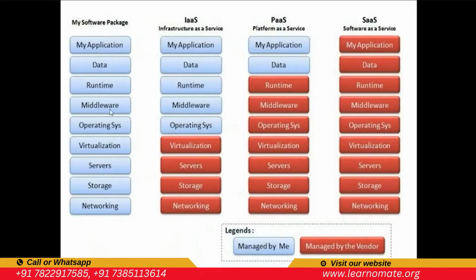Here you can see these layers: networking, storage, servers, virtualization, operating system, middleware, runtime, data, and my application. My software package contains all these layers. From networking till virtualization, we can give to the vendor. In the case of infrastructure as a service, only the infrastructure we are giving to the vendor, while we take care of the other layers. Whereas platform as a service means we take care of only the data and application, and we give the remaining layers to the vendor. And software as a service means A to Z, all the layers I'm giving away to the vendor, and I'm just a consumer using the service.